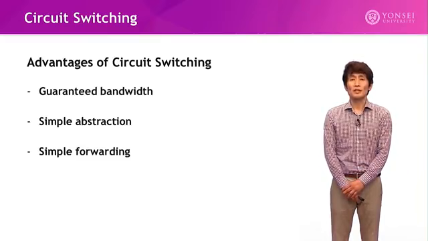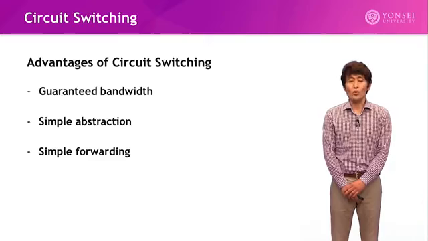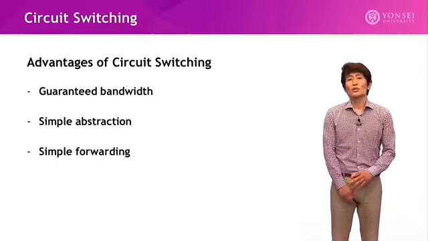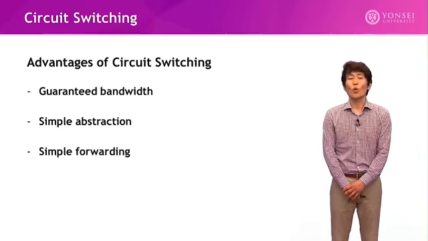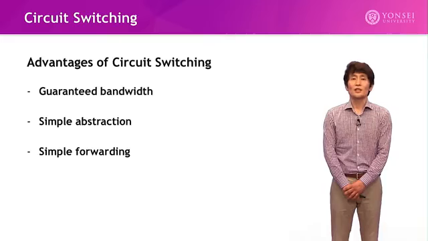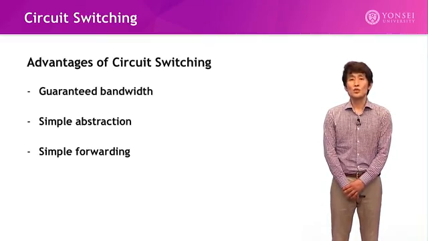Also, the forwarding mechanism is very simple. As you can see here, at the beginning of the call, you need to switch the line. But after the switching is done, you don't need to do much further work. Basically, the circuit is dedicated, so all the signal will travel through all the dedicated lines without any further operation. So the circuit switching is easy to implement, and also very efficient to guarantee the bandwidth.